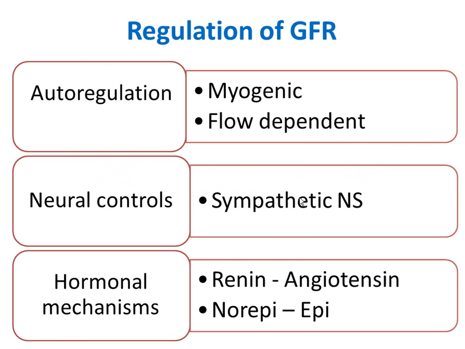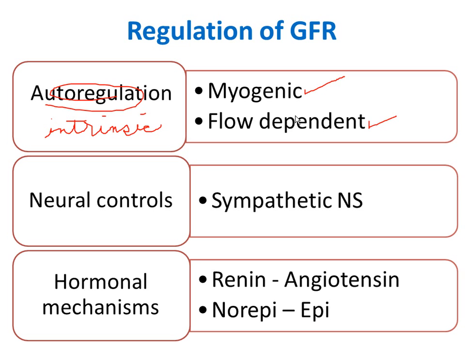So in order for us to regulate the filtration rate, we're going to rely on multiple mechanisms. One set of mechanisms is intrinsic. It's inside the organ. Okay? And it's self-regulation. And we have two options here. So we're going to look at the myogenic mechanism and something called the flow-dependent tubuloglomerular mechanism. So two methods inside the actual organ itself that can allow us to change filtration rates.